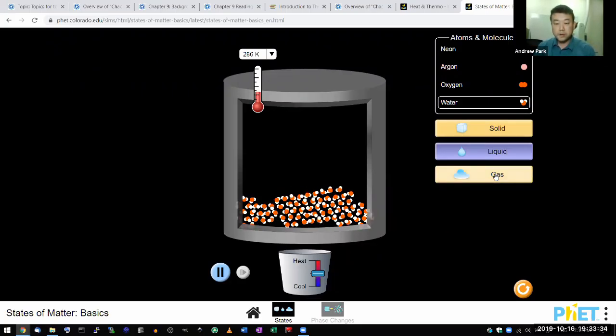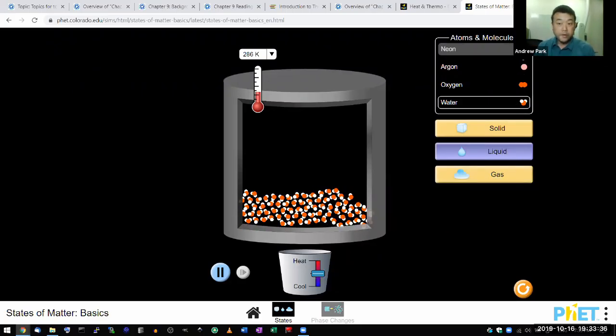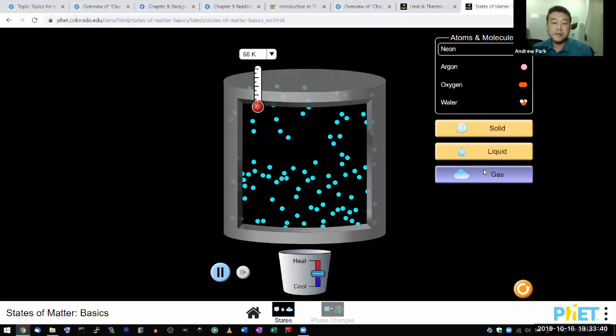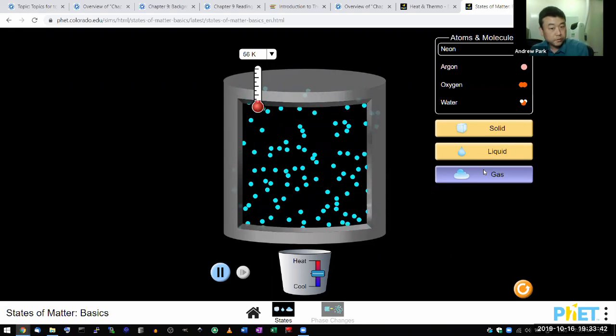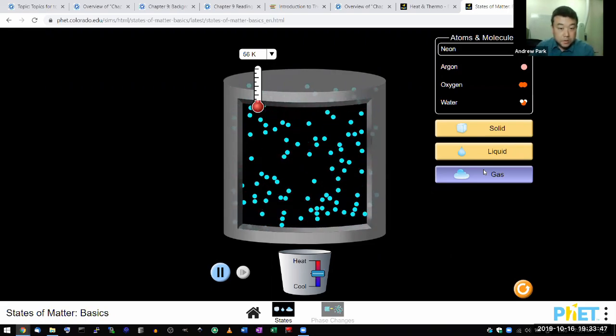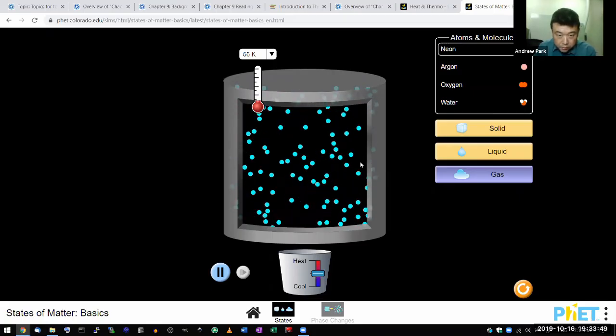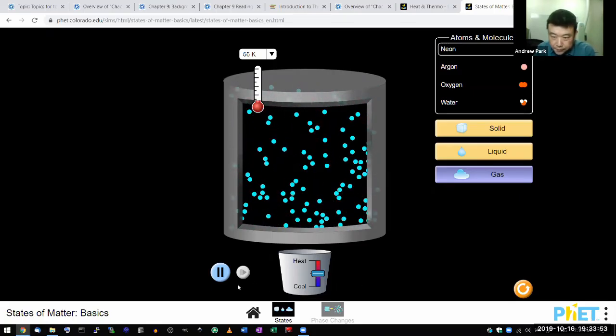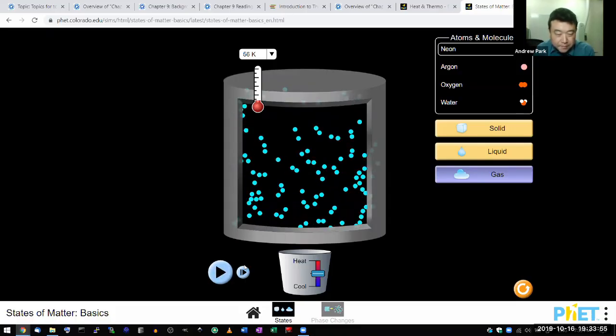When something like water or neon is in a gas state, these atoms or molecules are very far from other atoms and molecules. So you can see these occasional collisions. Can I slow this down? I can't. Okay, I can pause.